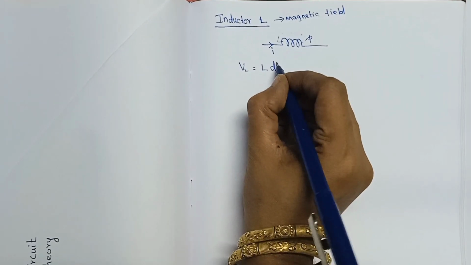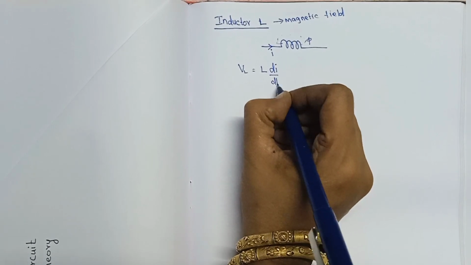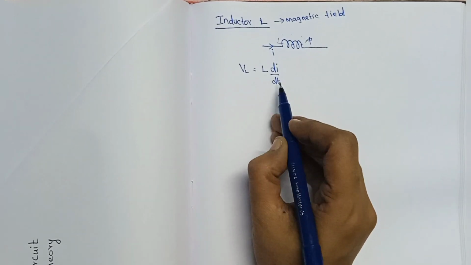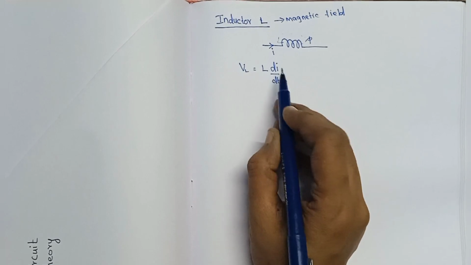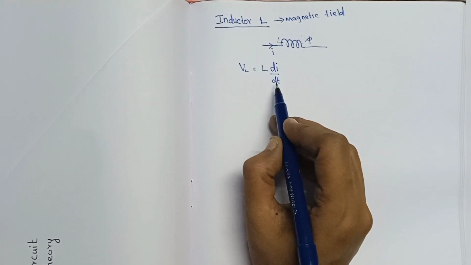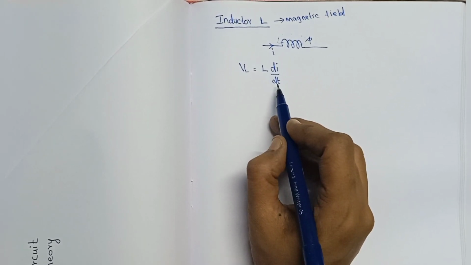So we can write the inductor voltage VL is equal to the inductor L times the rate of change of current. See here, what is di by dt? di by dt is nothing but the rate of change of current with respect to time. The current is varying with respect to time.